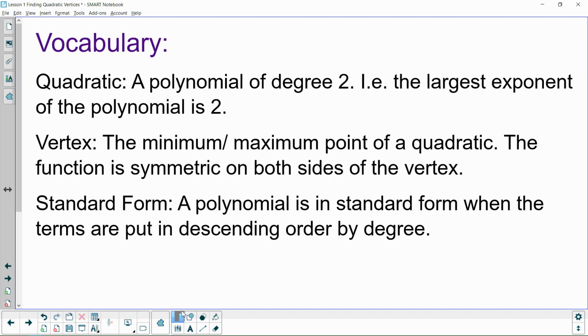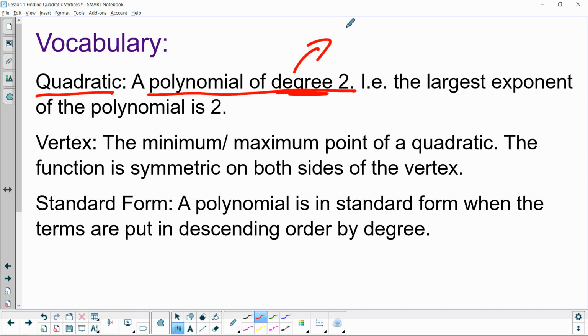So let's start with some vocabulary that you guys need to know. Quadratic. Obviously, this is just another word for a parabola. The way you can tell it's a quadratic is it's a polynomial with degree 2. And degree might be another math word you need to know. Degree means highest exponent. Whoops, hang on, my pen doesn't work there. Highest exponent.